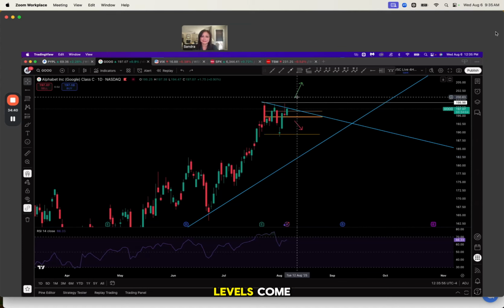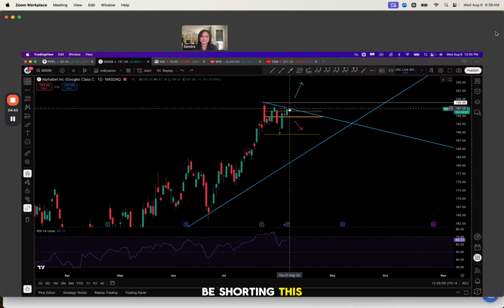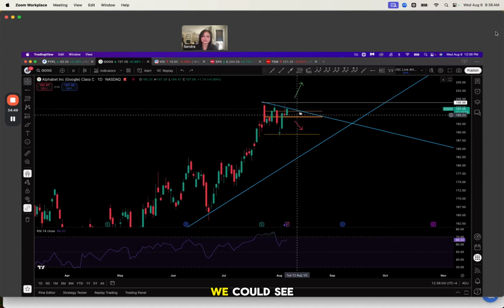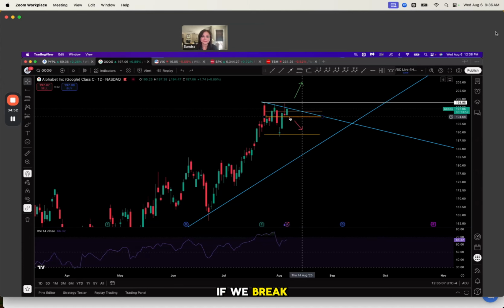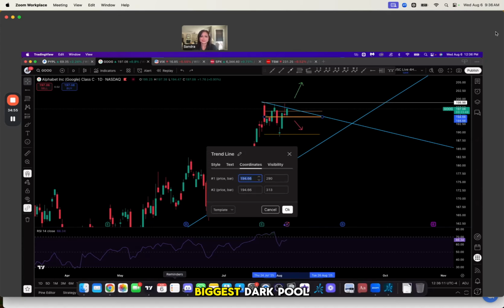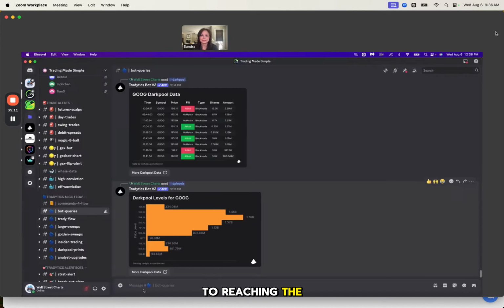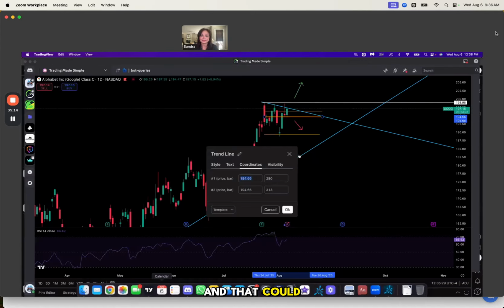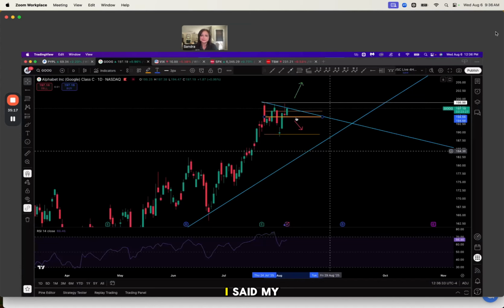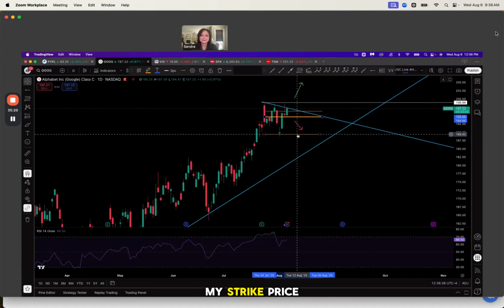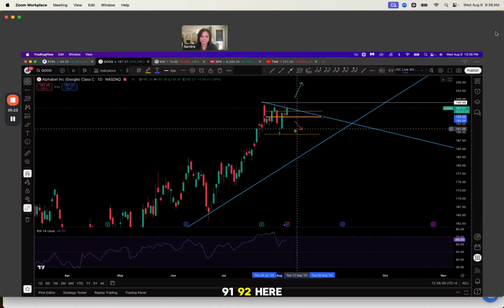That is where our dark pool levels come in. So I wouldn't be shorting this candlestick right here because we could still kill premium, consolidate a bit here. We could see premium decay. But if we break below this dark pool, which is the biggest dark pool we have at 194, that would look like we are actually distributing, and then I would be looking again for 198. So the trade would be breaking below the biggest dark pool to reach the low of the pattern, and that could bring us this downside. So for example, I set my automated trade for Google, my strike price was somewhere around 190, 192 here.